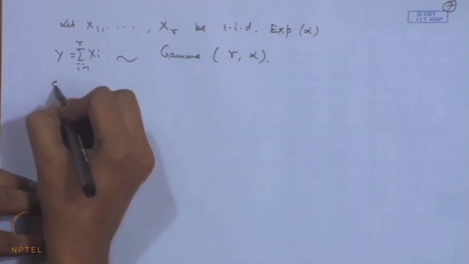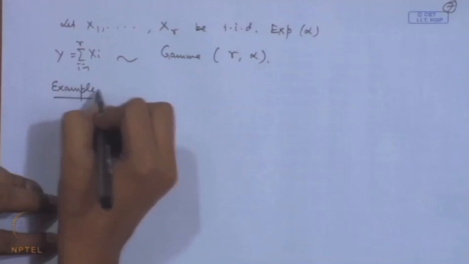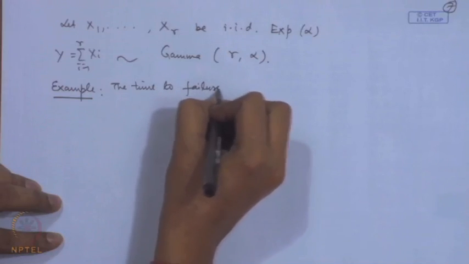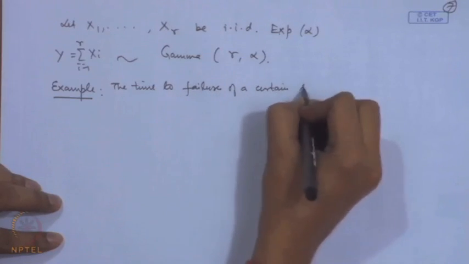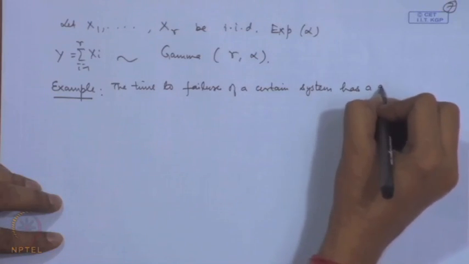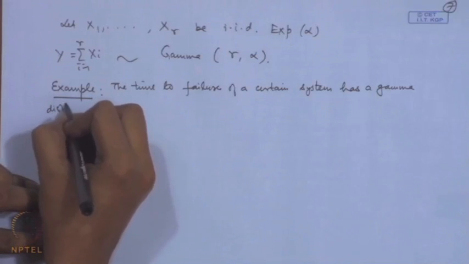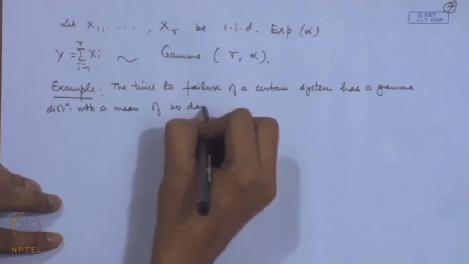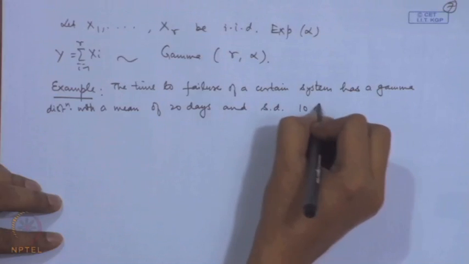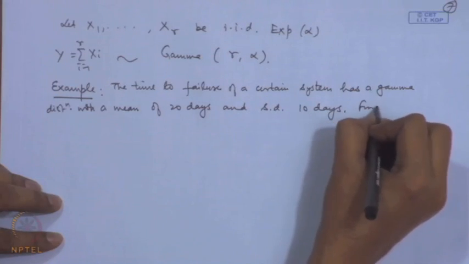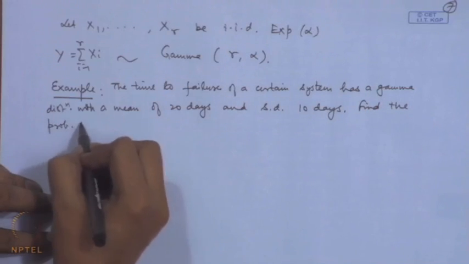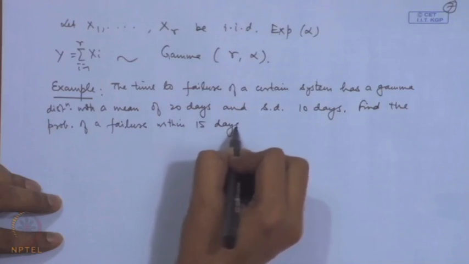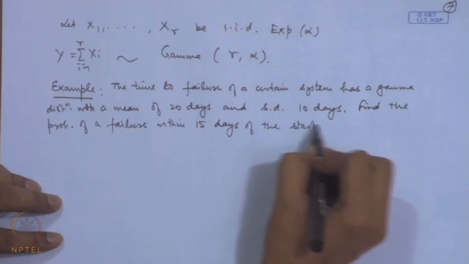Let me give an example here. The time to failure of a certain system has a gamma distribution with a mean of 20 days and standard deviation 10 days. Find the probability of a failure within 15 days of the start of operations.